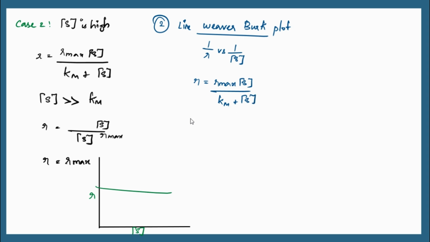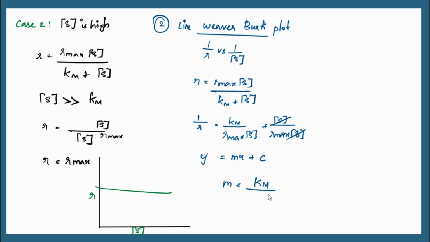Correct? So now if you take the inverse, what will happen? This is 1 by R will be equal to Km by R max into 1 by concentration of S, plus concentration of S by R max concentration of S. Okay, so concentration of S and concentration of S cancel out. So if you see again, this is a straight line plot in y equal to mx plus c format, where slope m will be equal to Km by R max. Okay, and your intercept c will be equal to 1 by R max.